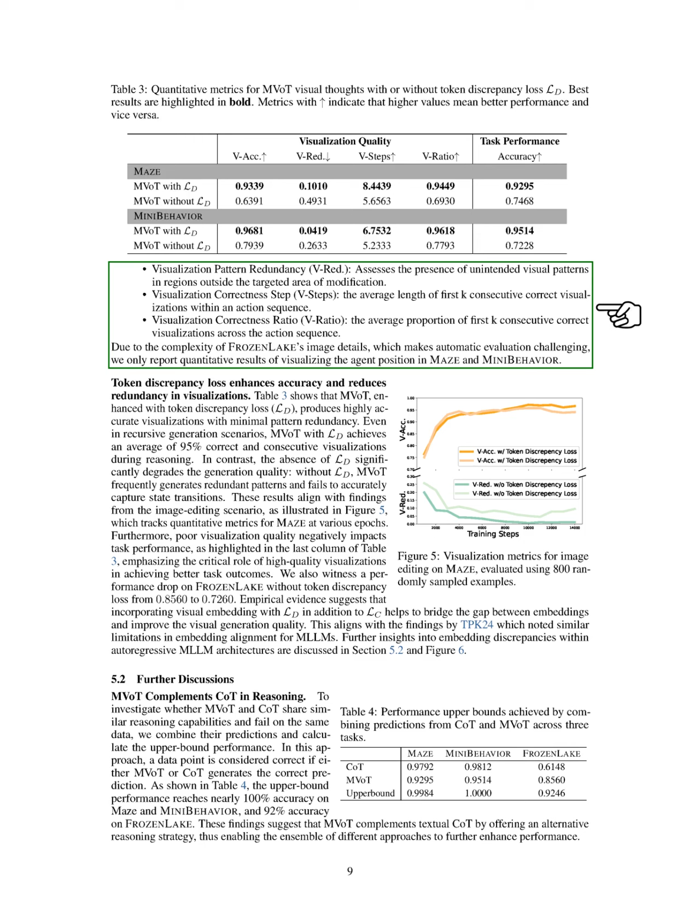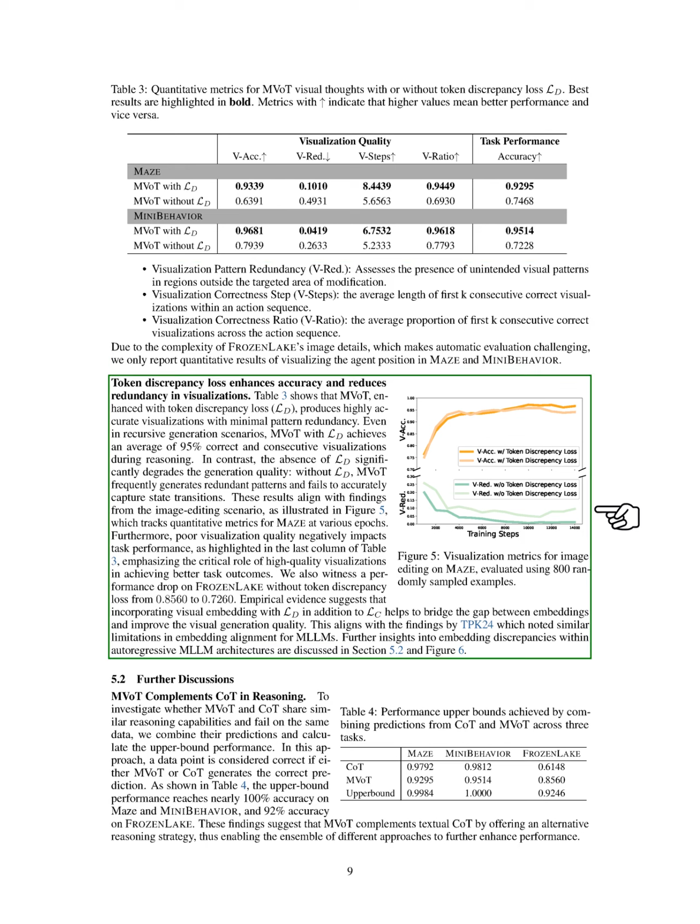Due to the complexity of FROZENLAKE's images, we only report quantitative results for visualizing agent positions in maze and MINIBEHAVIOR. We find that using token discrepancy loss improves accuracy and reduces redundancy in visualizations. Our table shows that MVoT, enhanced with this loss, achieves about 95% accuracy in generating correct visualizations during reasoning. Without this loss, the quality of generation declines significantly, leading to more redundant patterns and inaccurate state transitions.